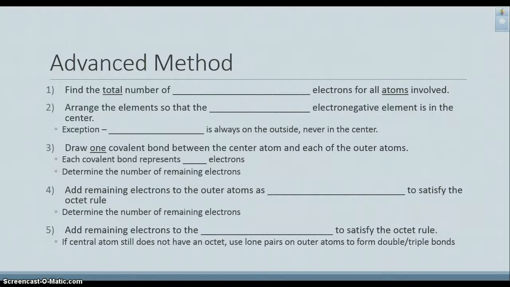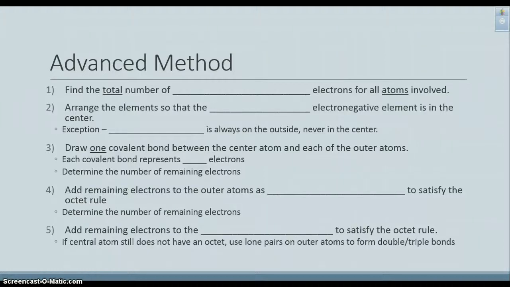If, at this point, the central atom still does not have an octet, it does not have the full 8 electrons around it, then you will use lone pairs on the outer atoms to form double and triple bonds. One thing I want to mention: you always have to keep adding electrons until you run out. So if you run out of electrons at step 3, then you don't have any more electrons to keep going. You don't have to worry about step 4 or 5.